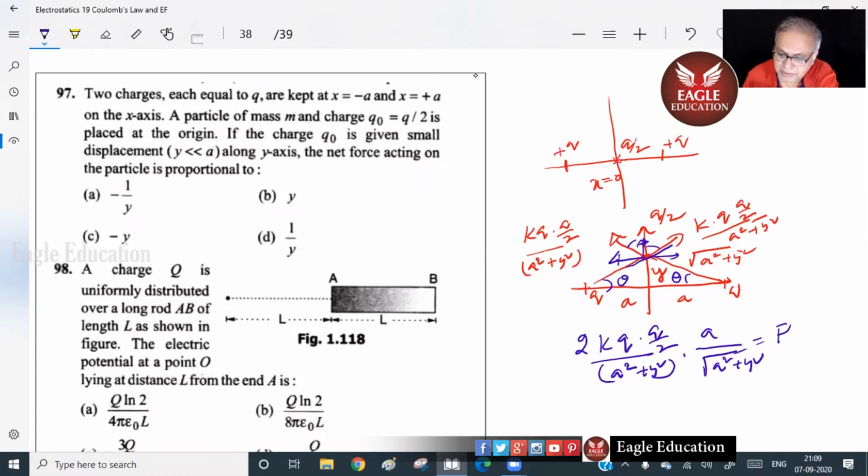All right. So this will be 2 goes. Okay. Q square A by A square plus Y square to the power 3 by 2 will be the force. So when Y is less than A, cos theta is this. Actually, it should not be y is less than a. It should be a is less than y.